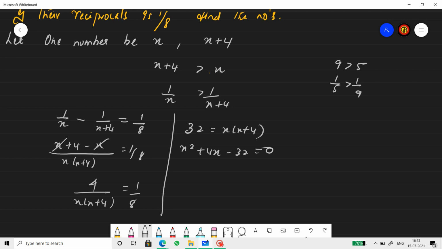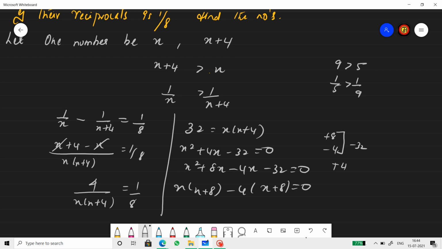Split the middle term. Product is minus 32. Sum is plus 4. So 8 into 4 will give us 32. Plus 8 minus 4 will give you plus 4. Multiplication will give us minus 32. Addition will give us plus 4. So x square plus 8x minus 4x minus 32 equal to 0. x times x plus 8 minus 4 times x plus 8 equal to 0. So x minus 4 into x plus 8 equal to 0.